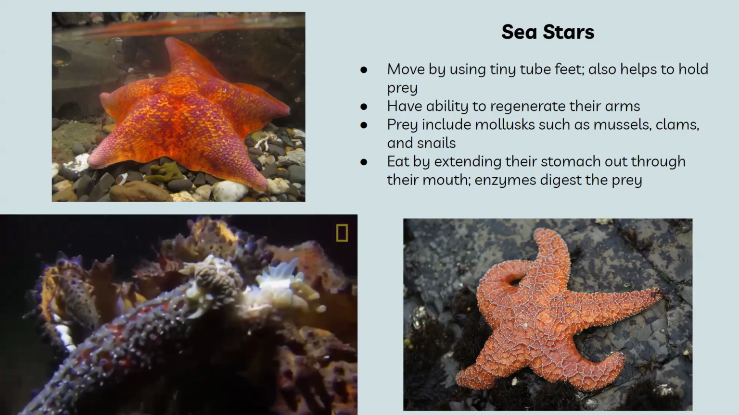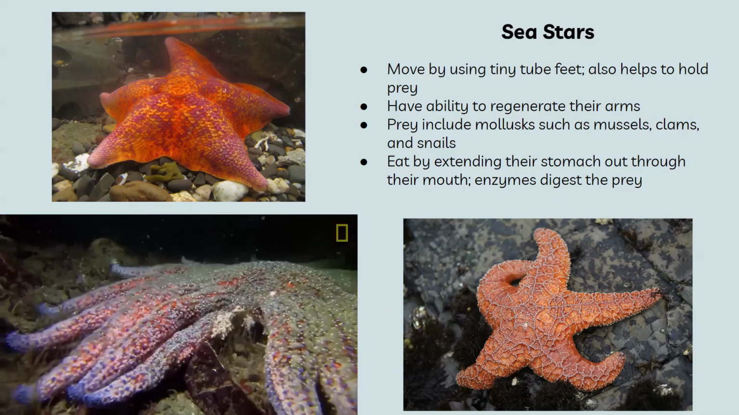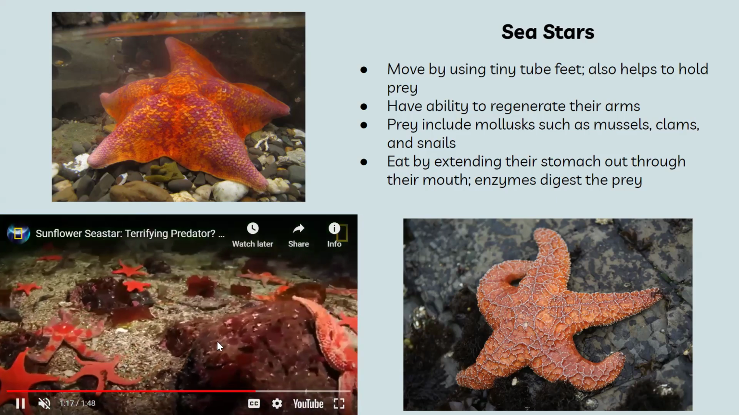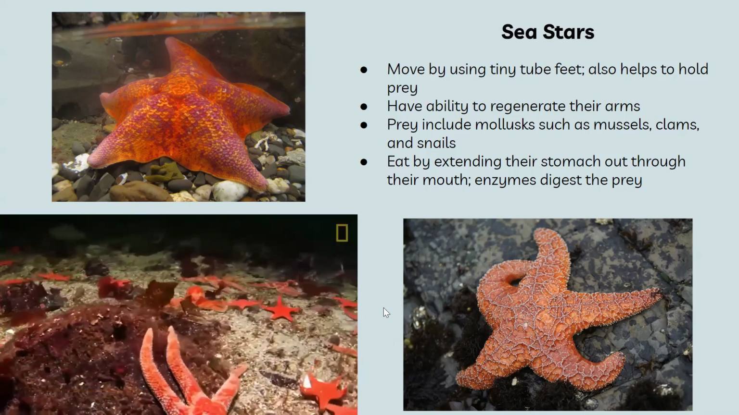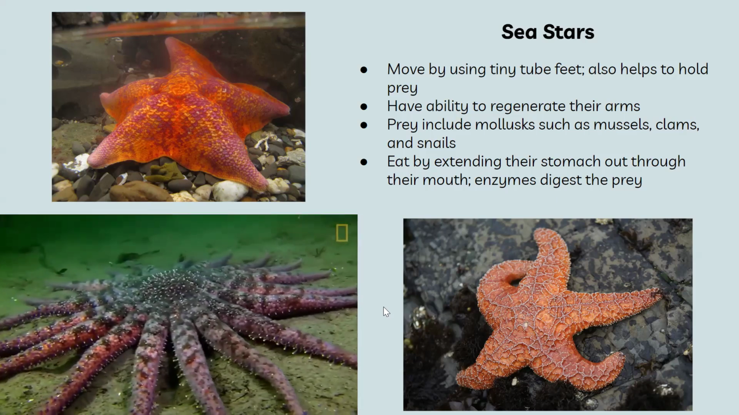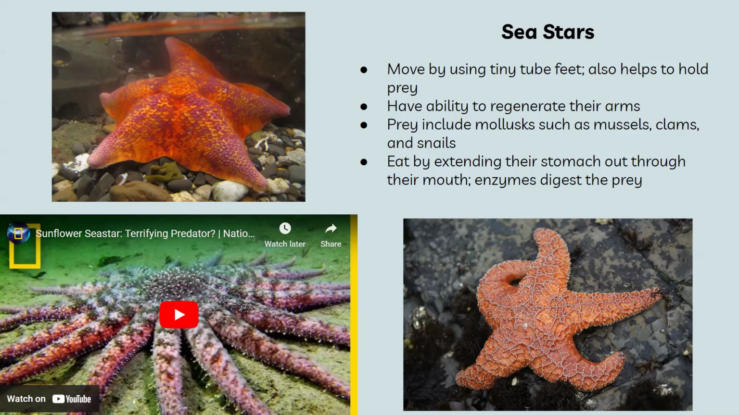And a really unique feature of sea stars is that they can regenerate their legs. So that crab just took one of the arms of the sunflower sea star. It doesn't hurt the sea star, that leg can be regenerated, which is a really unique feature of them.